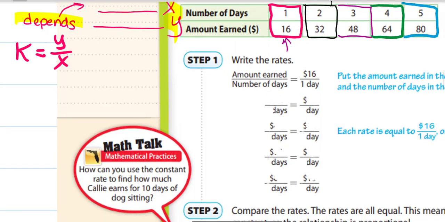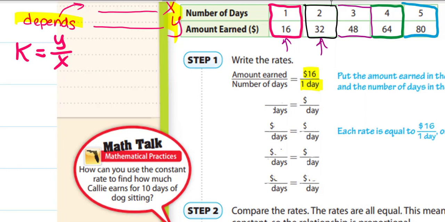Okay, my y is 16. So if you take a look here, I have 16 and my x is 1. So there's my 1, and that is in the simplest form. So my k for this one would be 16. It equals 16. So let's go on and see the next day.